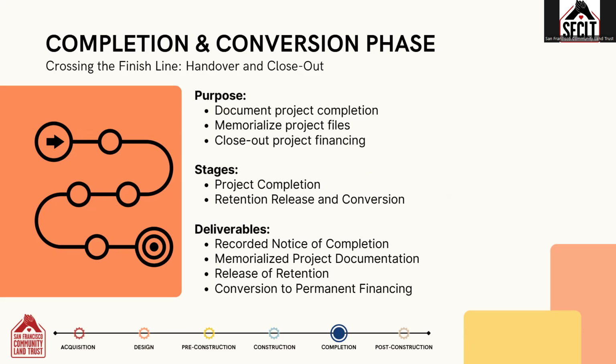in the future. There are two main stages within the completion phase: project completion and retention release conversion. At the end of this phase, the construction manager will have a recorded notice of completion, they'll have memorialized project documents, and they will have gathered the retention release requirements and any documents required for converting to permanent financing.